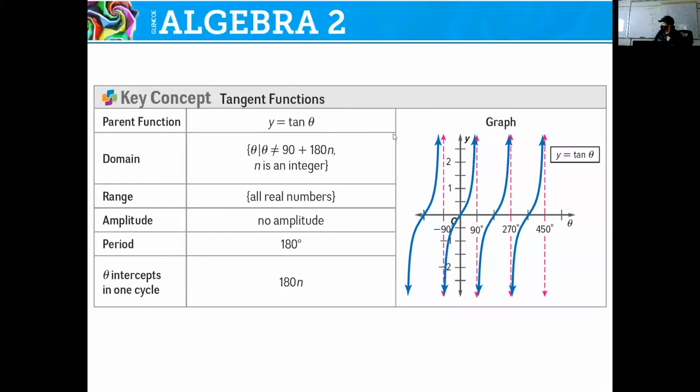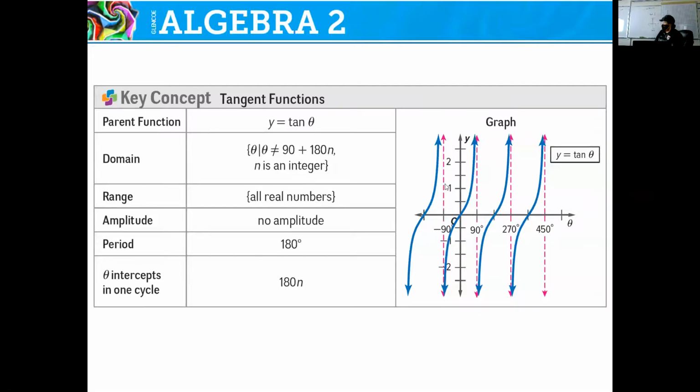So parent function y equals tangent of theta. The domain: theta cannot equal 90 plus 180n. That means every 180 degrees, so 90, 270, 450, we have an asymptote. That's where it becomes undefined. The range is all real numbers. The amplitude is null and void because it expands from negative infinity to positive infinity and continues to increase. The period is 180 degrees, and the intercepts in one cycle happen at 180n. So that means you have an intercept at 0, 180, 360, 540, and so on.